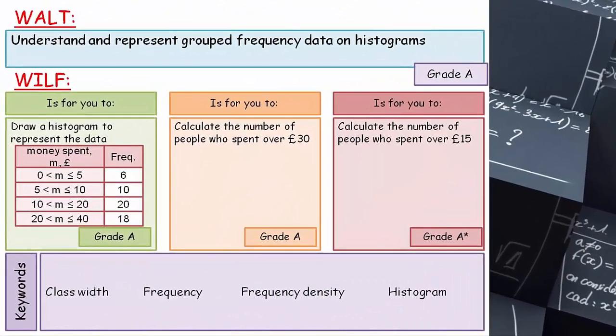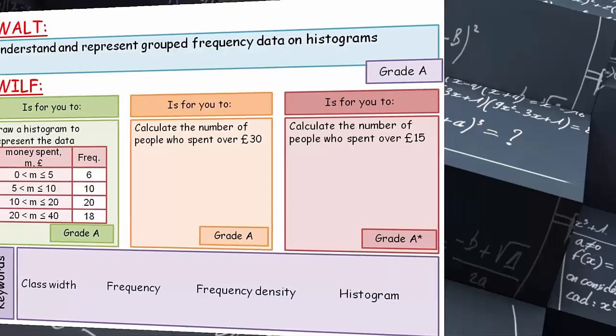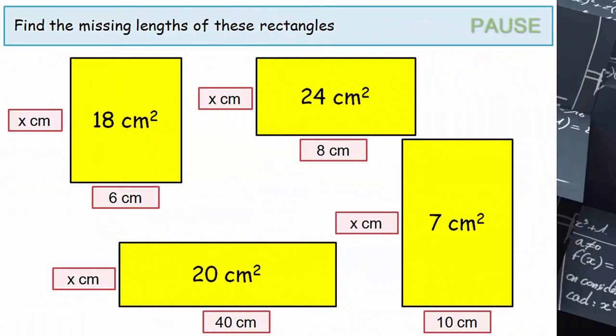As you can see, this is an A to A star topic, and I've highlighted for you some different questions that can be asked at different levels. This can be a really tricky topic to get your head around, and even the brightest of students will struggle with it. Here is a starter activity. Pause the video and have a go.